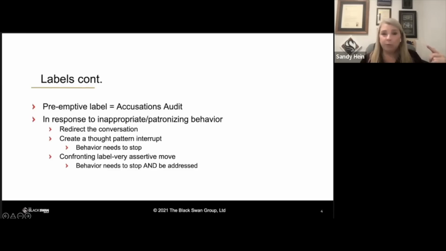And I've had this happen before where they realize it and then they say, oh, I'm so sorry. And then they realize how they've kind of stepped over a line, and they will back off of it. And it's better for them to get the hint from you and back off of it so that you don't have to go to that very assertive, pushy label, like when you completely address the behavior.